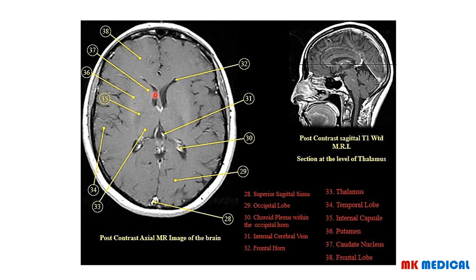Then number 37, which is close, or rather medial, is going to be your caudate nucleus. So this is your caudate nucleus, which is of course separated from the thalamus by your internal capsule over there in this diagram. Then number 38 is going to be your frontal lobe. So you are still cutting through the frontal lobe in this area.